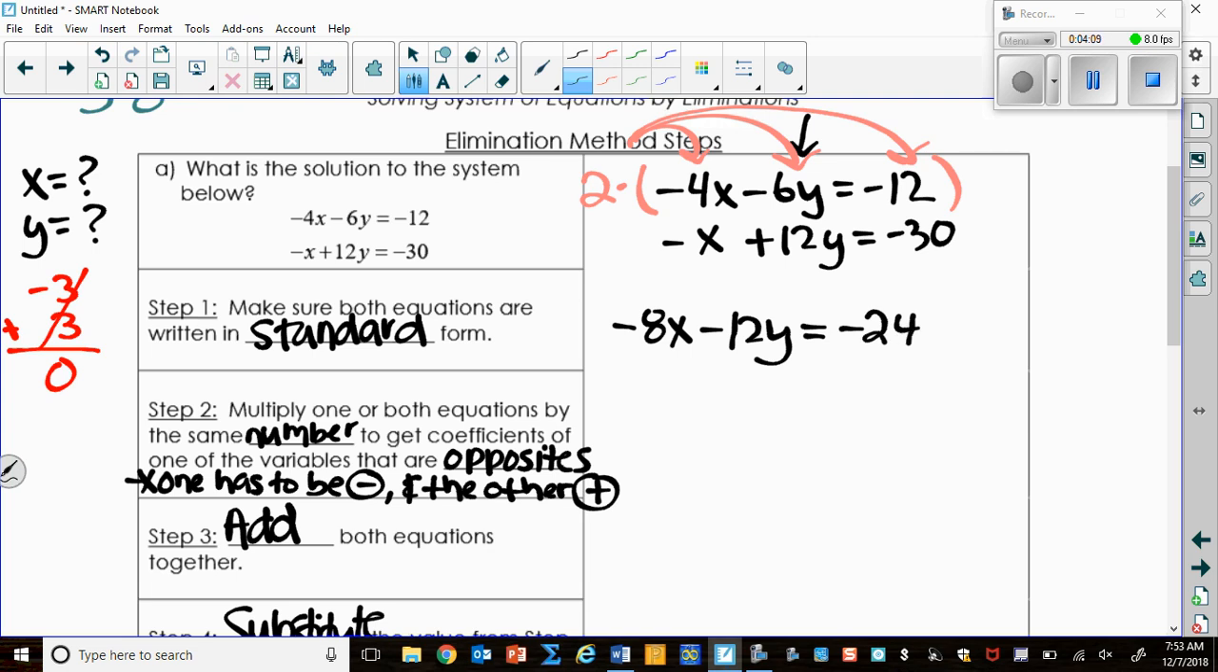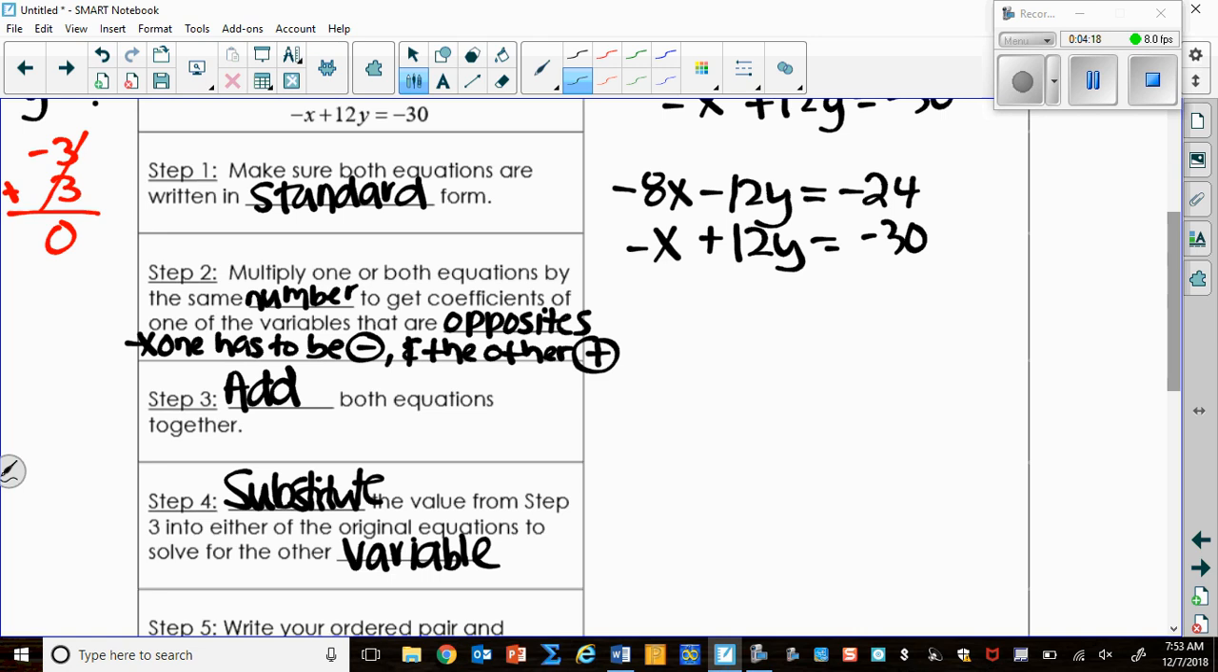Now all I'm going to do is copy the second equation at the bottom so that I can continue eliminating. Step 3: you want to add both equations together. It's always the addition property. We're going to add them just like we did in elementary school. Now we add our x's together. Negative 8x plus negative x is negative 9x. Then we have negative 12y plus 12y. That cancels out. That's what I wanted, because I only want to solve one variable at a time.